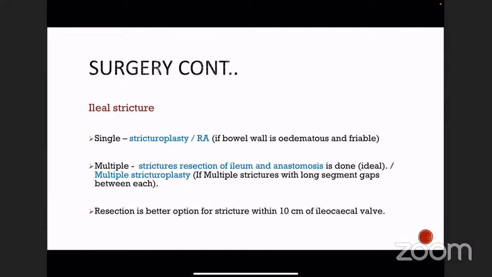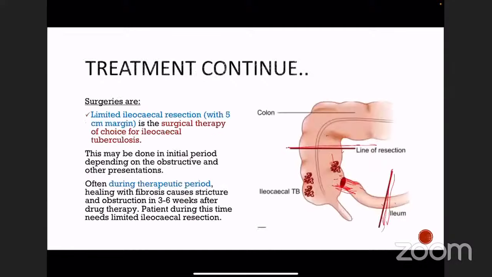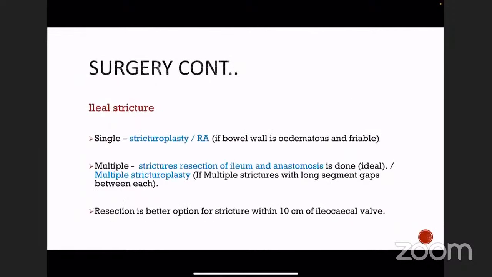So what is the resection and anastomosis? Again, ileocecal resection with a 5 cm margin. We do ileocecal resection in the stricture case also, but only when the indication of an edematous and friable wall is there. Otherwise, we do strictureplasty. In multiple strictures, resection of ileum and anastomosis is done. That is the ideal procedure.